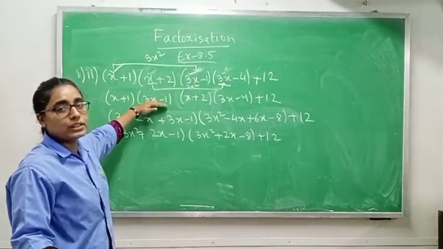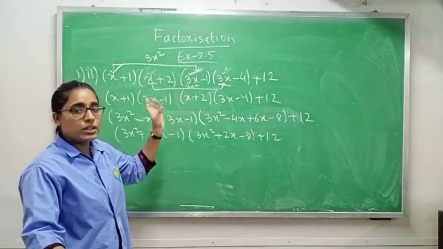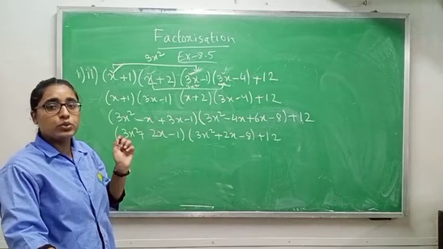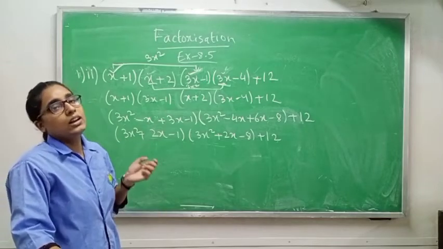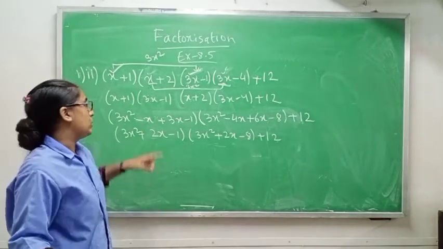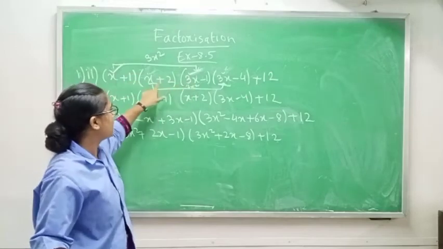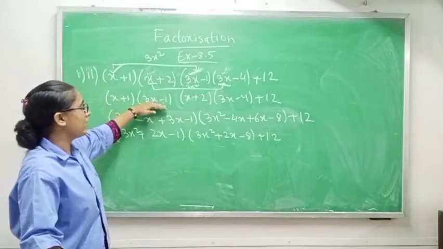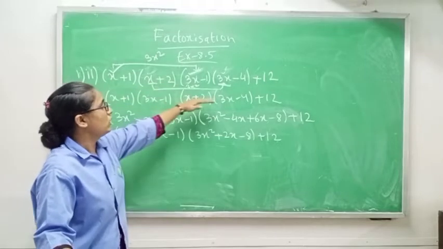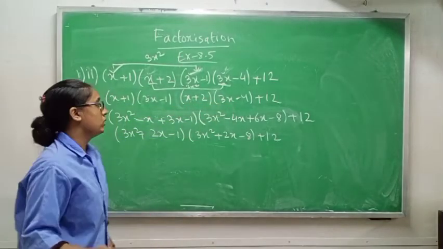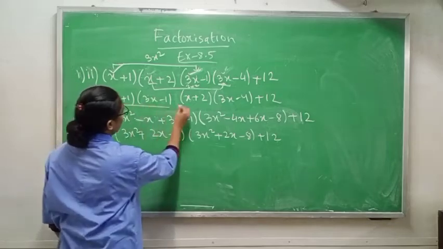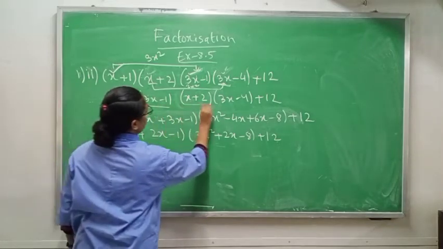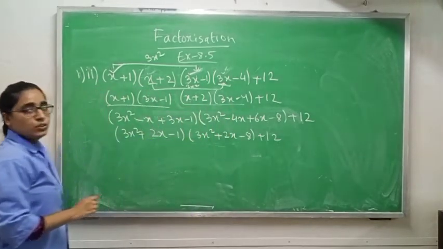You multiply the first term with the first term, and if you get the same result, then you can pair them. So first term with third one and second term with fourth one: (x+1)(3x-1) and (x+2)(3x-4). We are making the pair of first and third, and then second and fourth.